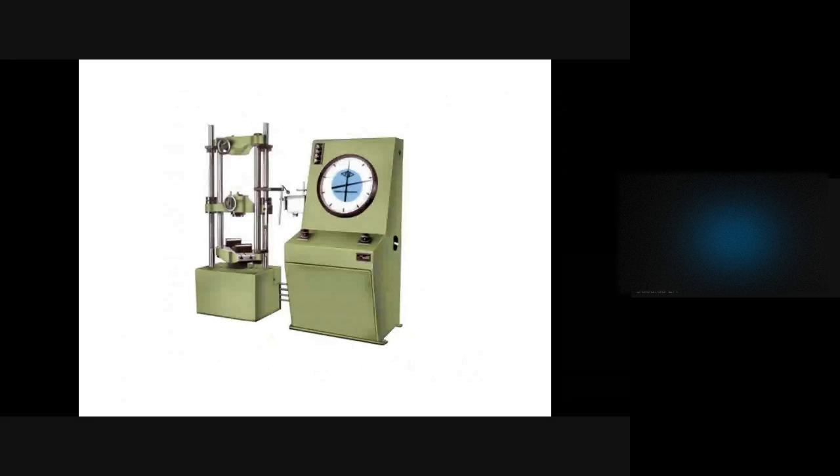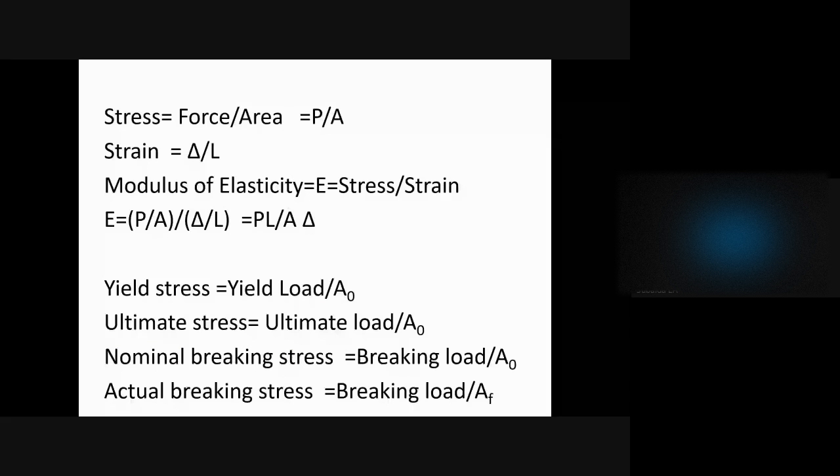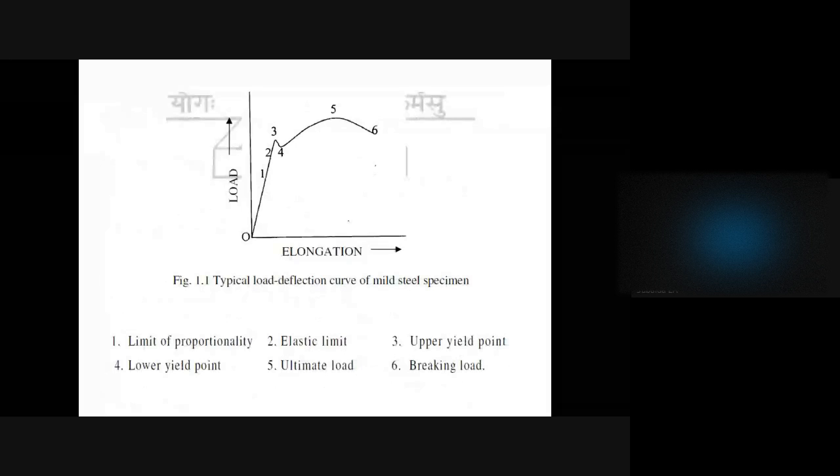So this is with respect to the standard curve for the elastic material. Now coming to the different terms. Yield stress means where the yielding takes place, that particular load divided by the original area of cross section, that is called the yield stress. That means stress means force divided by area. So when we take force as the yield load, then it is called the yield stress. Then ultimate stress means the maximum stress the specimen can sustain. That is called the ultimate value, that is equal to the maximum load at the point of this 5 divided by its original area of cross section.